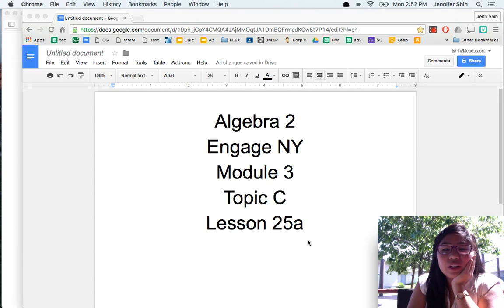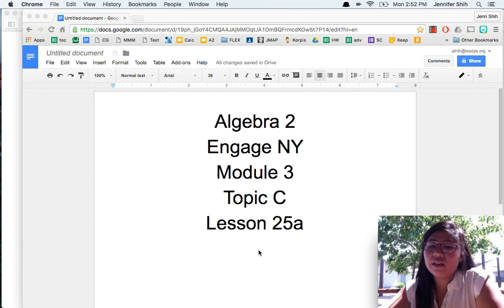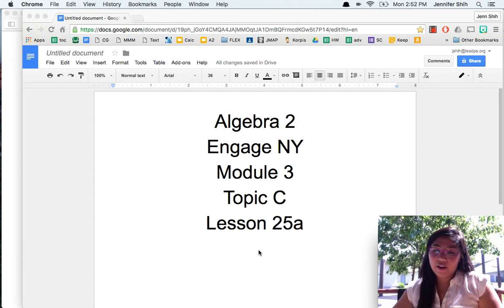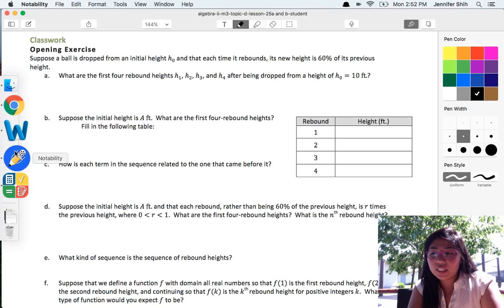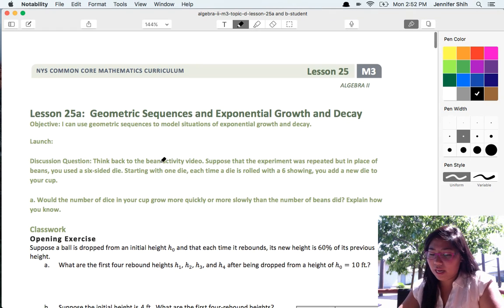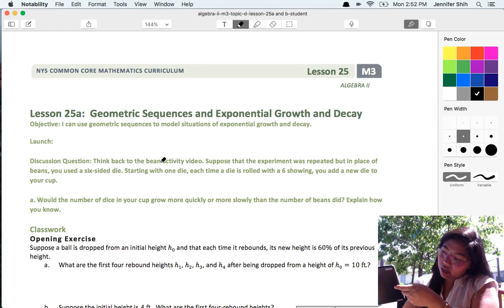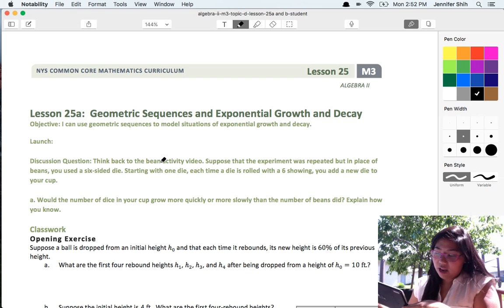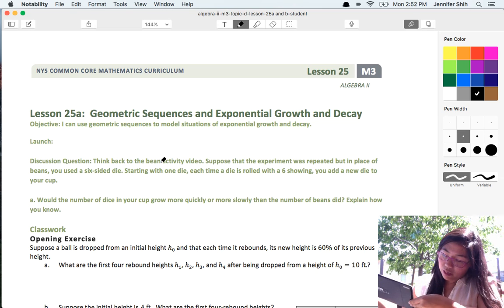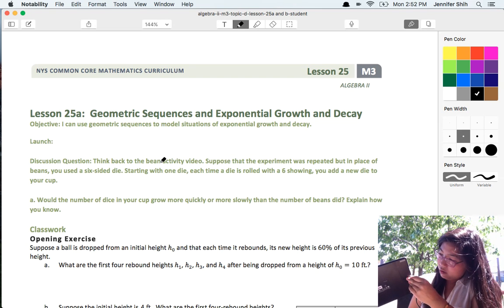Hello, we're going to do the video for topic C in Module 3, Lesson 25A, and we're going to talk about this beautiful word called geometric sequences, and I'm sorry if there's noise in the back. I have to film this during my flex period. And I just want my bamboo tablet to be plugged in right now.